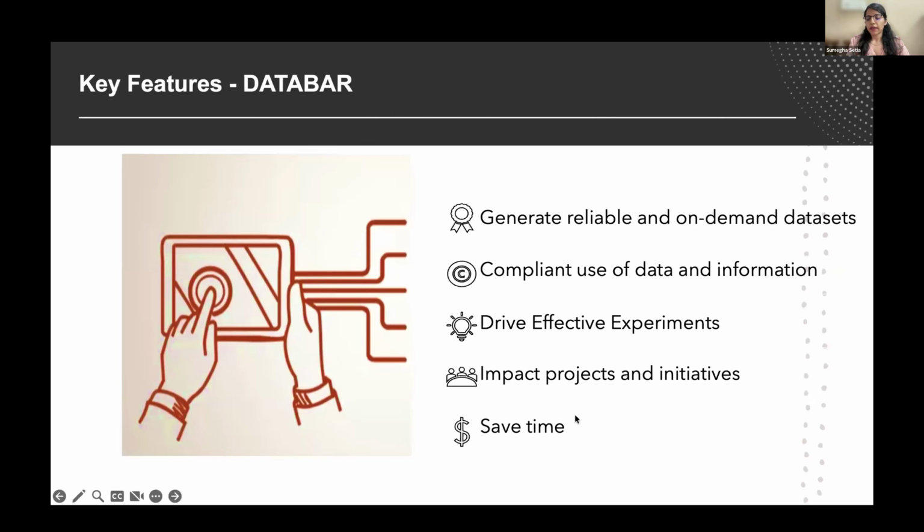Yeah, so next I'll be talking about the key features that we have. It helps us, like I talked about, generate reliable and on-demand data sets. So users don't have to make a lot of changes in the code. They just have to tweak a little bit of parameters, so they can get the data sets on demand. And since we handle the data with utmost responsibility, we ensure that the data is compliant with the use of the data and the information that we have. So this is another feature which is already inbuilt in this particular package.